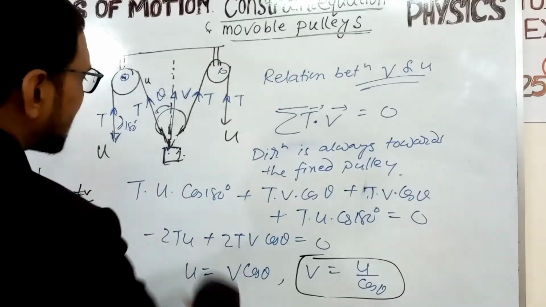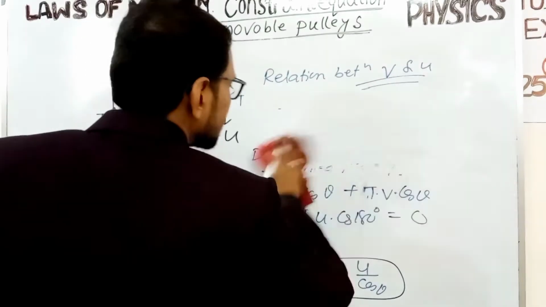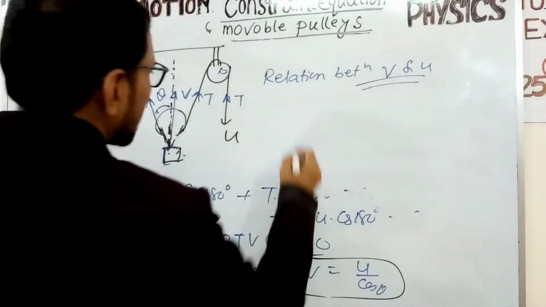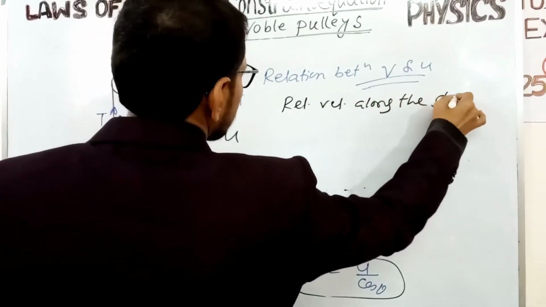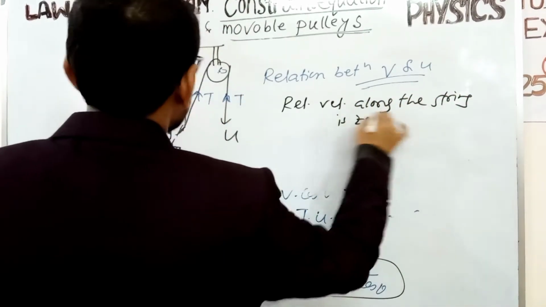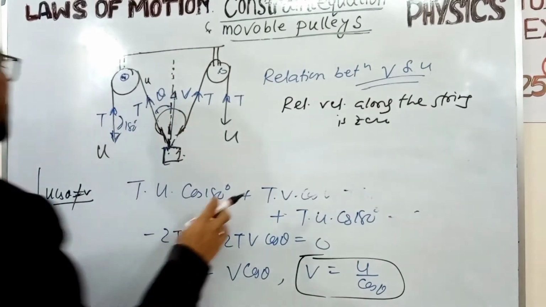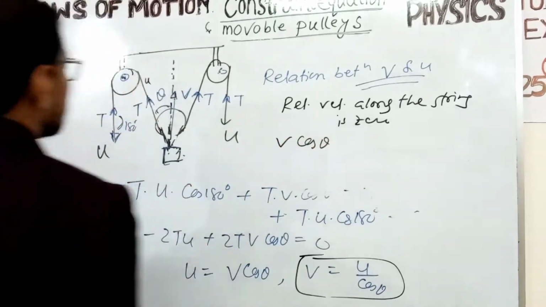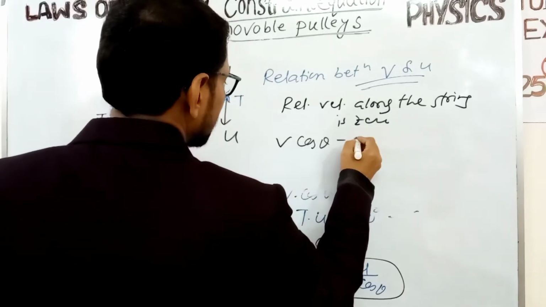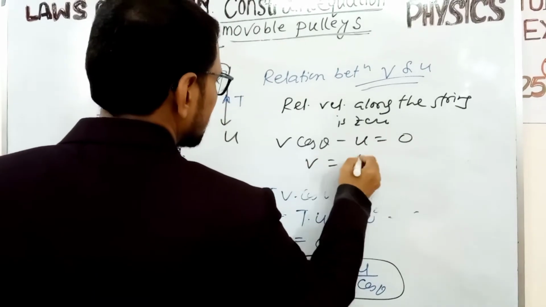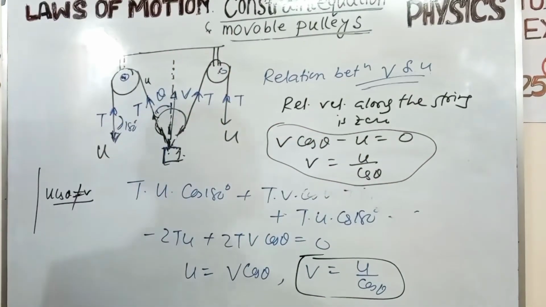If we apply the second method, that is relative velocity along the string, then we can get it easily, because relative velocity along the string is 0. So if the block moves with V, what is the velocity along the string? Along the string the velocity is V cos theta. Now this moves with V cos theta, this moves with U, so the relative velocity V cos theta minus U equals 0, that is V equals U by cos theta. So from the second method we also get this result.